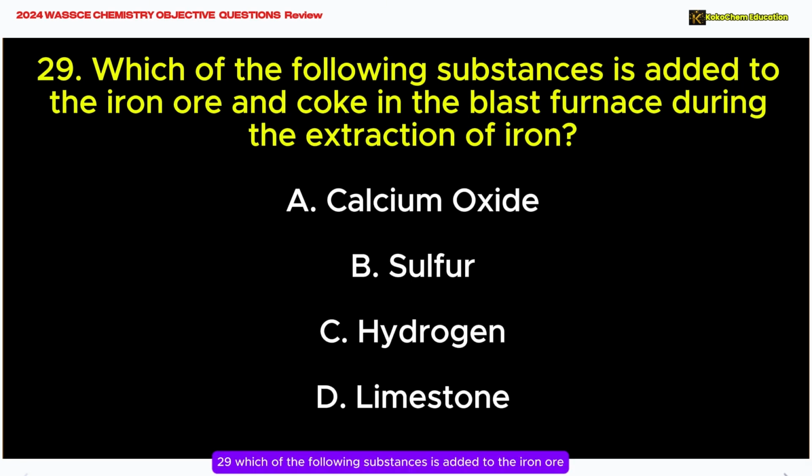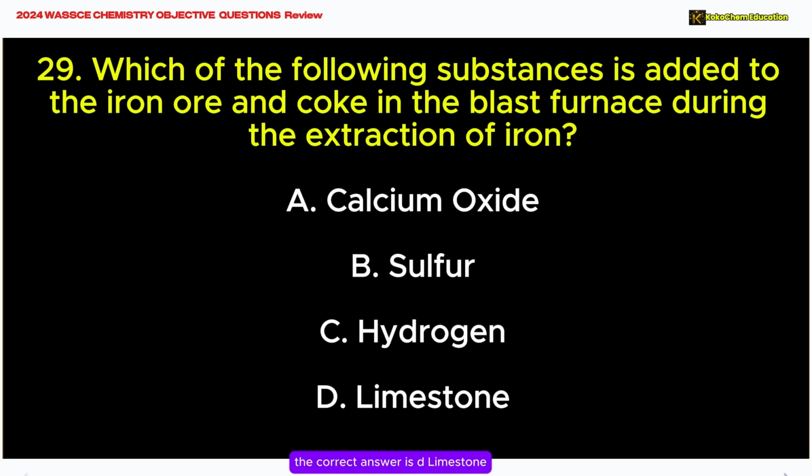29. Which of the following substances is added to the iron ore and heated in the blast furnace during the extraction of iron? A. Calcium oxide. B. Sulfur. C. Hydrogen. D. Limestone.